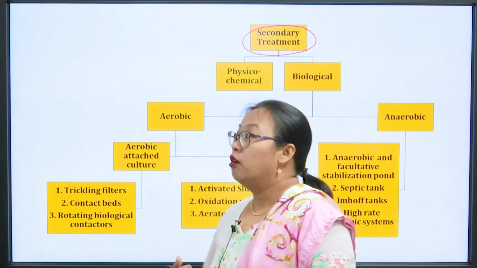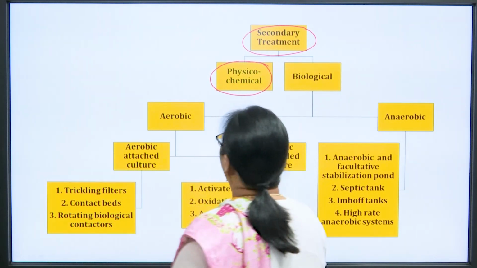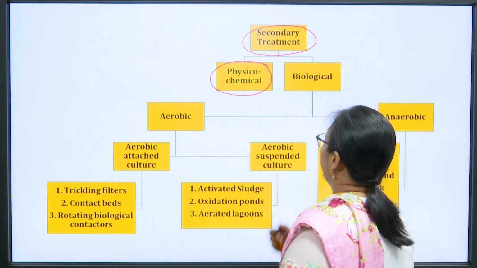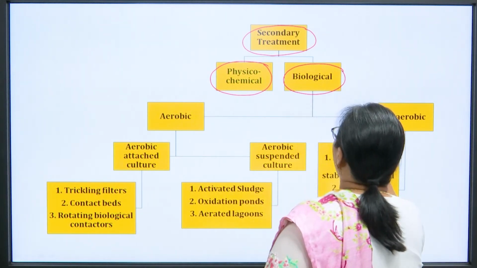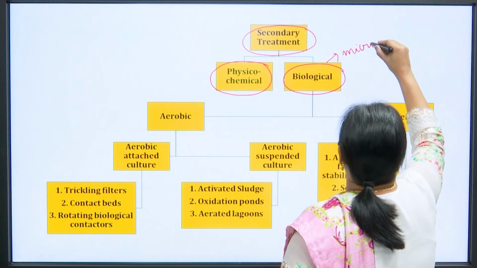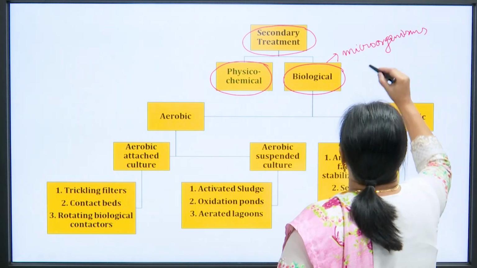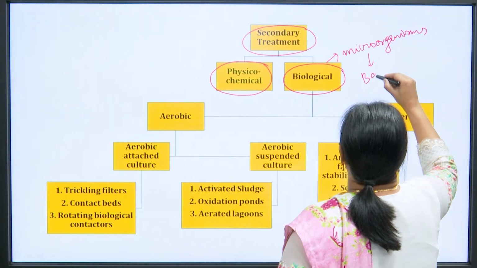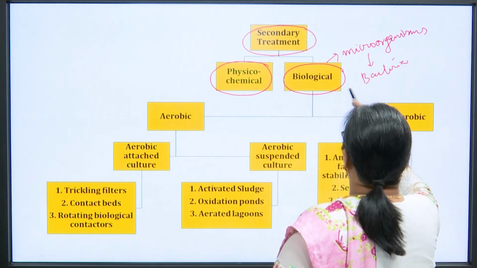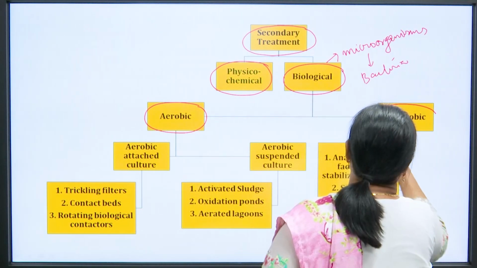Then when you come to secondary treatment, either we can go through physico-chemical treatment, which means we will be using physical and chemical reactions, or we may go for biological treatment. When we talk about biological, most of the time we are going to use microorganisms, especially bacteria, right. So this biological secondary treatment may either be aerobic or anaerobic.